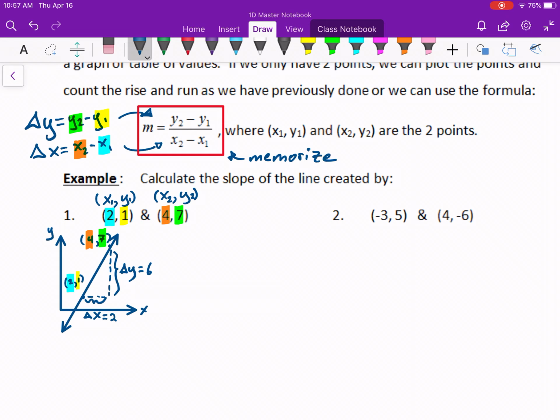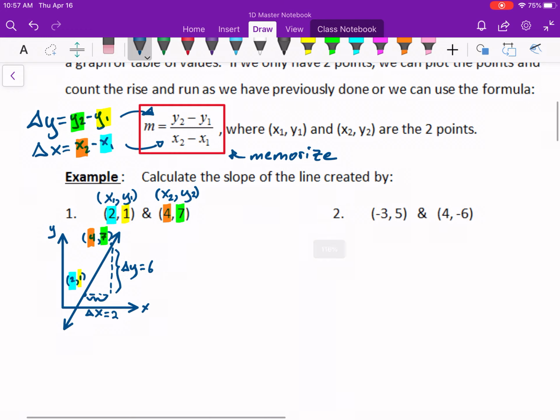So you might as well just memorize it now: y2 minus y1 over x2 minus x1. Say it to yourself as many times as you need to in order to get it clear in your head.